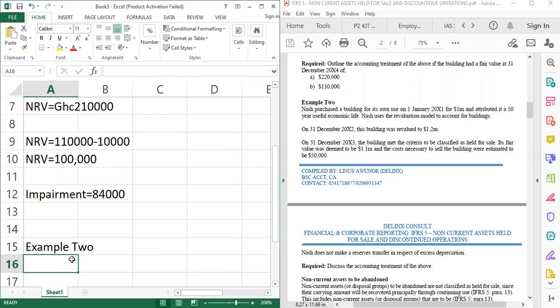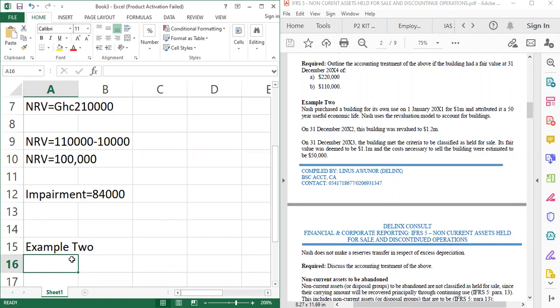Its fair value was deemed to be 1.1 million, and the cost necessary to sell the building was estimated to be 50,000. Nash does not make a reserve transfer in respect of assets depreciation required. Discuss the accounting treatment of the above.